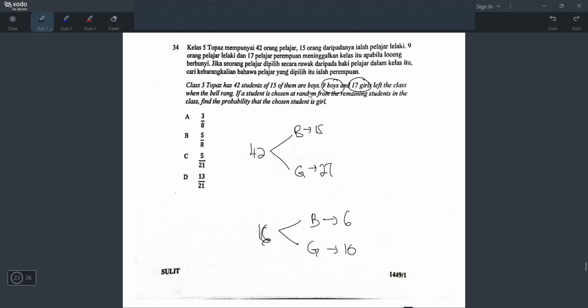And then they say if a student is chosen at random, find the probability that the chosen student is a girl. How to find the probability of a girl? You take the number of girls on top and the total at the bottom. So the number of girls is 10 now, and the total is 16. Simplify, divided by 2, 5 over 8. So the answer is B.